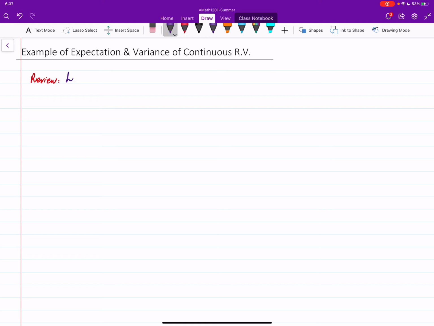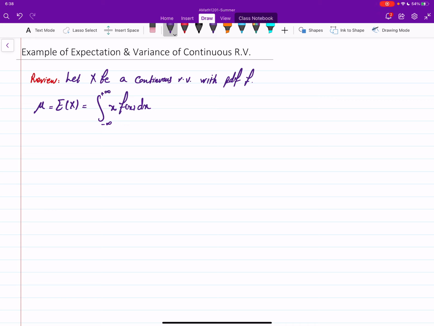So let x be a continuous random variable with the PDF function f. Then the expectation, or expected value, or mean of this random variable, sometimes denoted by mu, is given by this integral, x times f of x dx. And this must go from negative infinity to plus infinity.